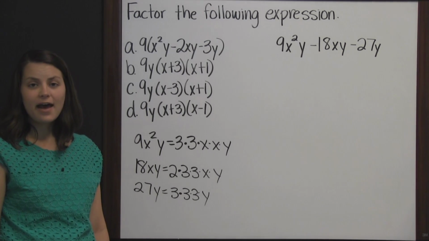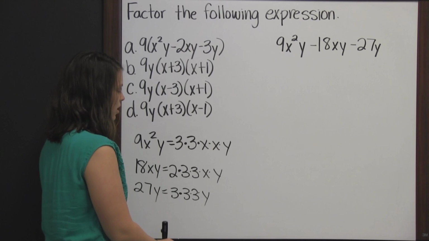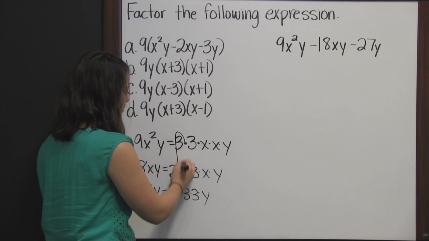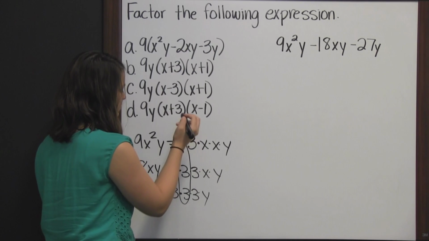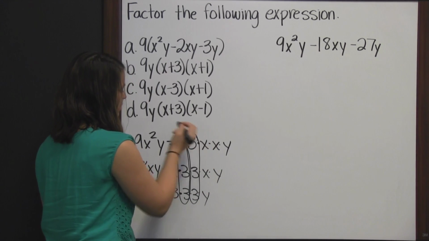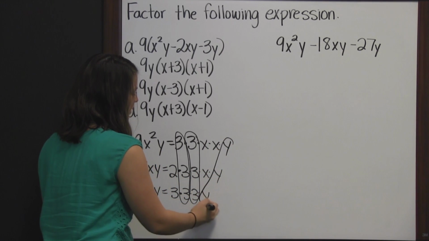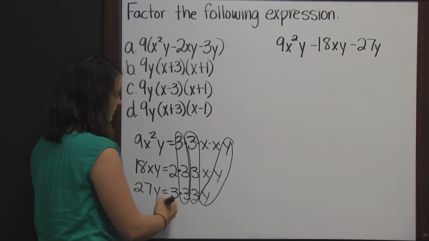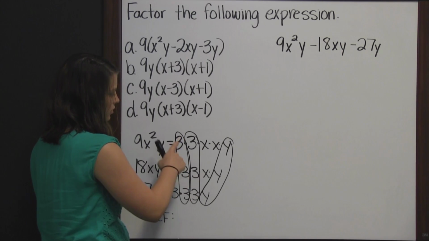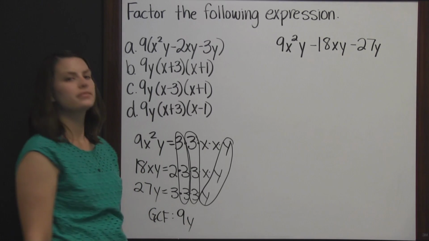Now to find the GCF, we look for what all 3 of our terms have in common. All 3 of our terms have a 3 in common. All 3 of our terms have another 3 in common. And all 3 of our terms have a y in common. So the GCF is 3 times 3 times y, 9y.